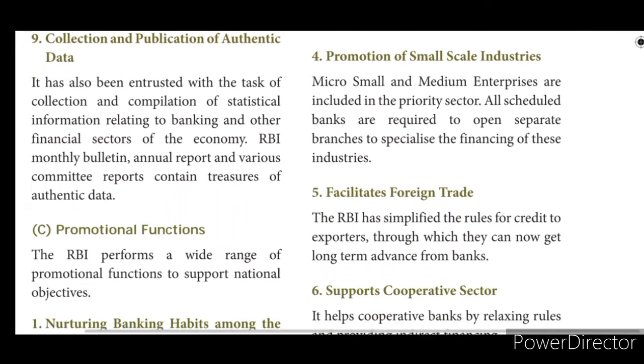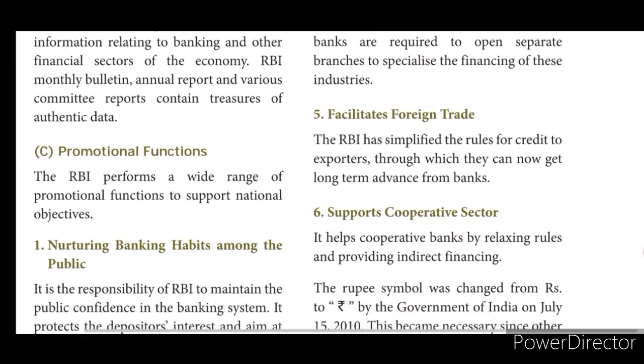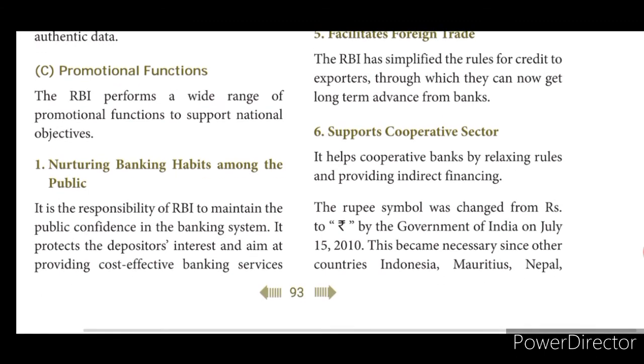Okay, promotion of small scale industries means micro, small, medium enterprises are included in the priority sector. Not only agriculture, even the industries are also concentrated on. So all scheduled banks are required to open separate branches to specialize in the financing of these industries. For them also they have separate accounts. Facilities for foreign traders: the RBI has simplified the rules for credit to exporters, through which they can now get long-term advances from the bank.